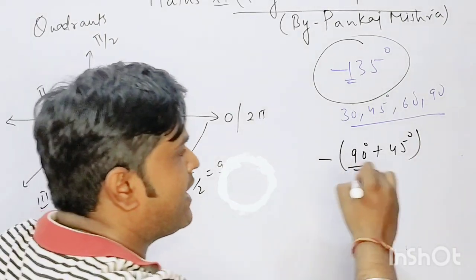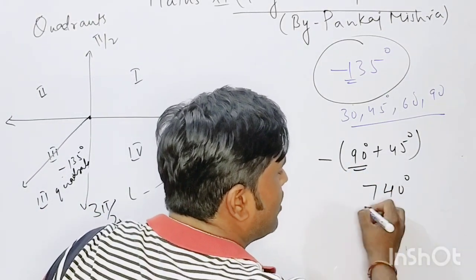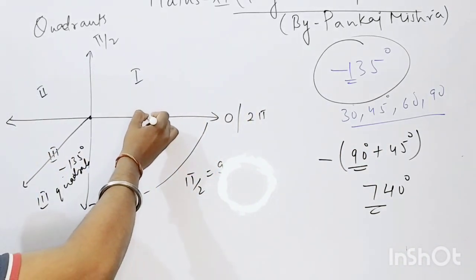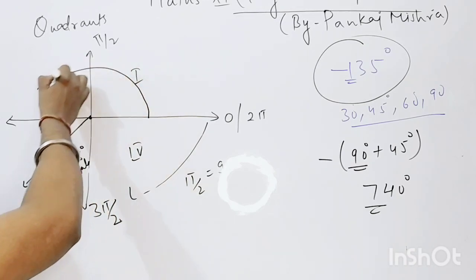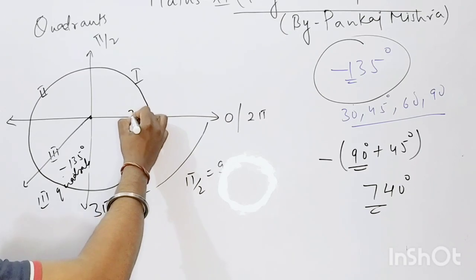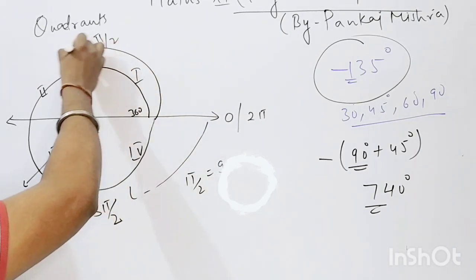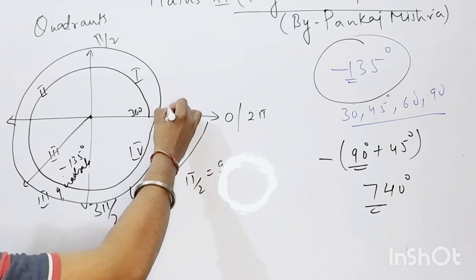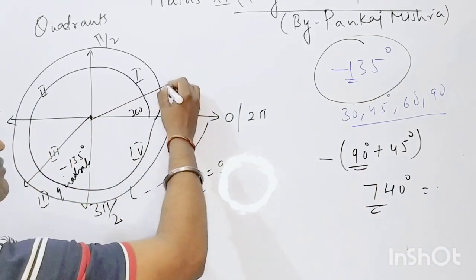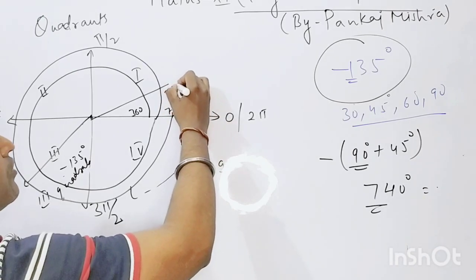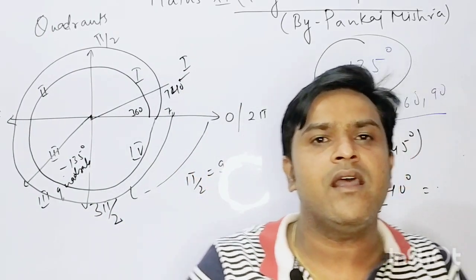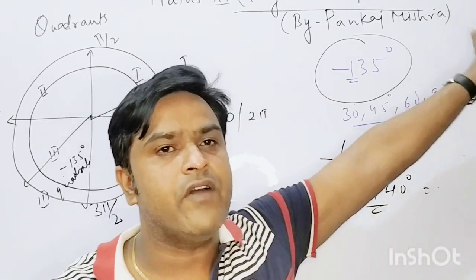Now suppose the angle is 740 degree. How will you locate it? For 740 degree we will start from this part. One complete rotation covers 360 degree, so this will be 360. Again for one more rotation, this will be 720 degree. And for 20 degree, we will make an angle. So this becomes 740 degree, and it will lie in the first quadrant. This is how we are going to locate the angles in case of trigonometric functions.